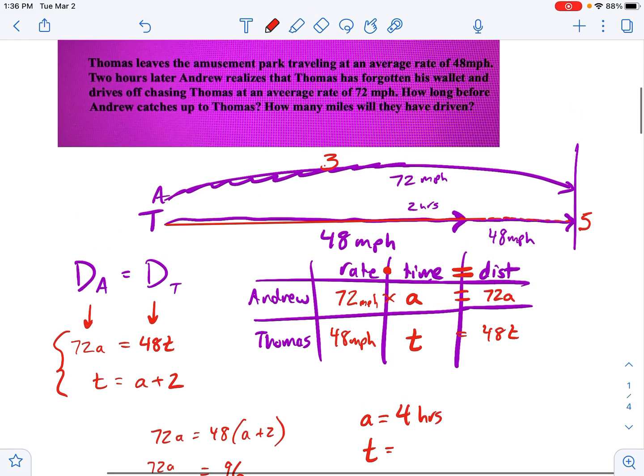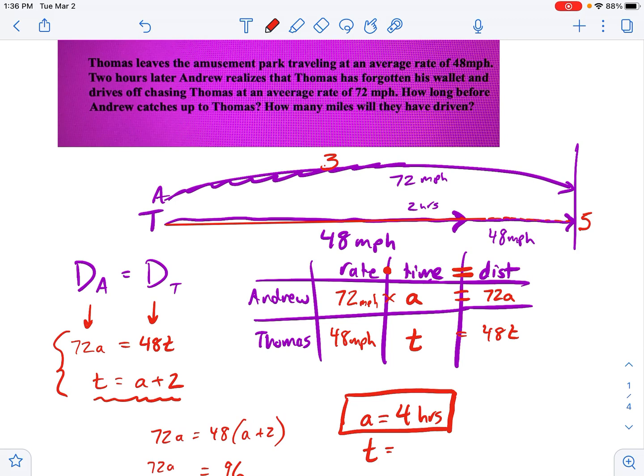So when I solve that, I get that Andrew takes 4 hours to drive, and so what that means is Thomas does 4 plus 2, so Thomas drives for 6 hours. So how long before Andrew catches up to Thomas? It takes 4 hours for Andrew to catch Thomas.